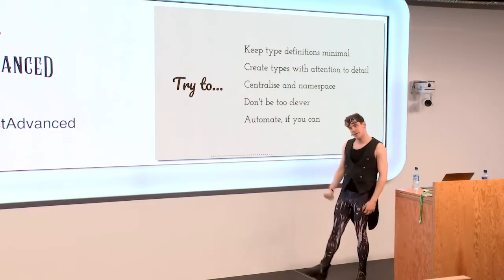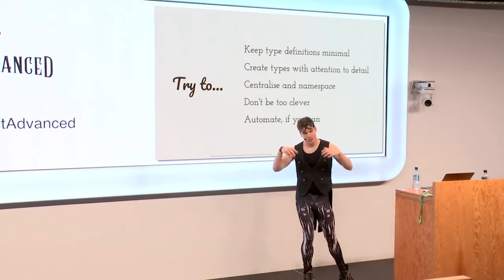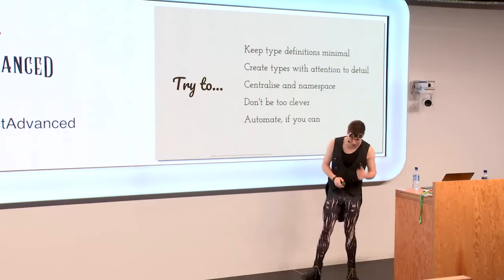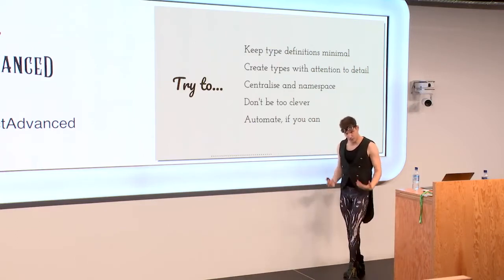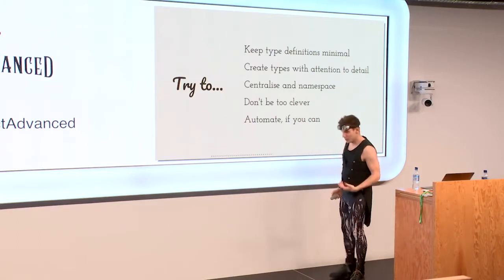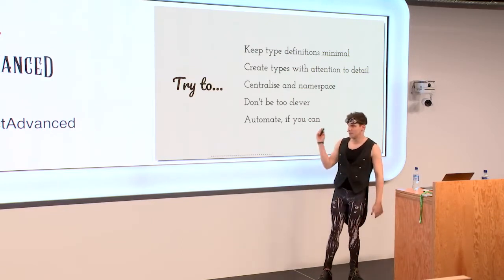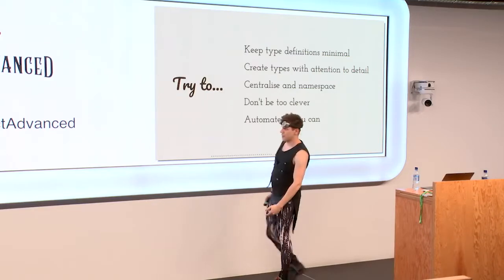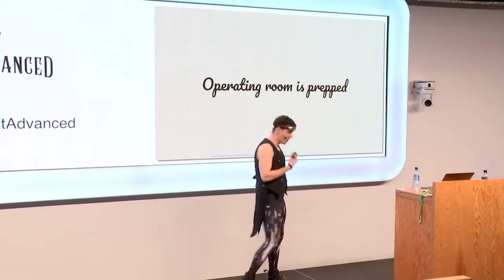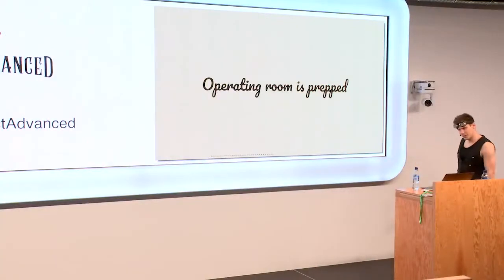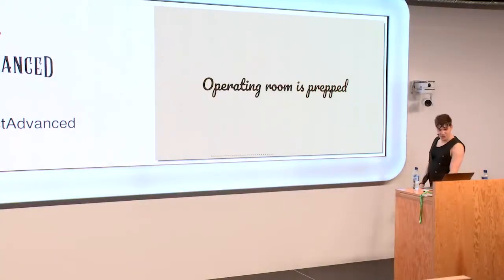Don't be too clever. I've seen attempts to create new types out of other types using pick and merge and all these other clever functional tools, but that just makes it very hard to reason about. Be explicit with your types. Longer is better. Just make it easy to understand. And automate if you can. Writing types sucks, and if you don't have to, don't. All right. The operating room is prepped. Let's look at 4 patients and see if we can apply the process to those problems.